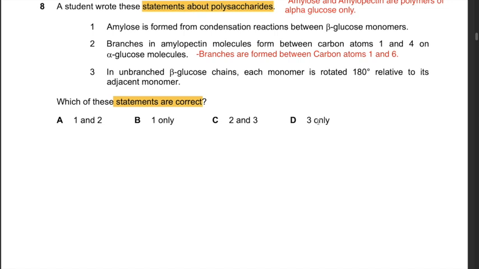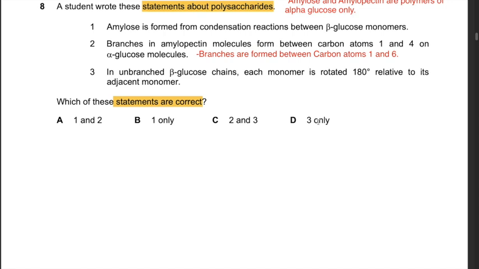And how are those branches formed? Branches are formed due to the presence of 1,6 linkages. Therefore, if you go to the statements 1, 2 and 3, statement 1 is obviously incorrect. Why? Because it mentions beta-glucose monomers. However, amylose is formed from alpha-glucose. Therefore, 1 is incorrect, leaving us with the answer being either C or D.